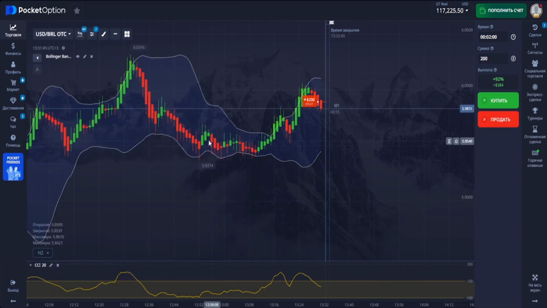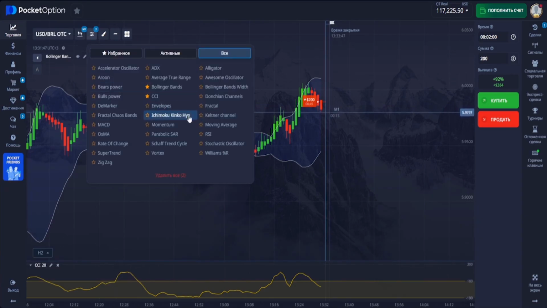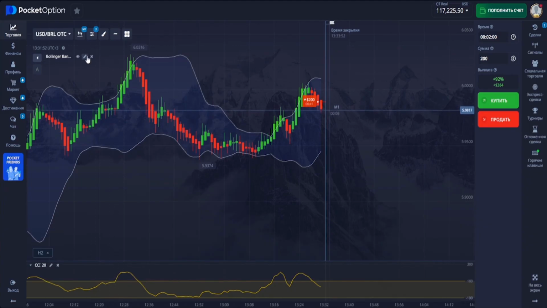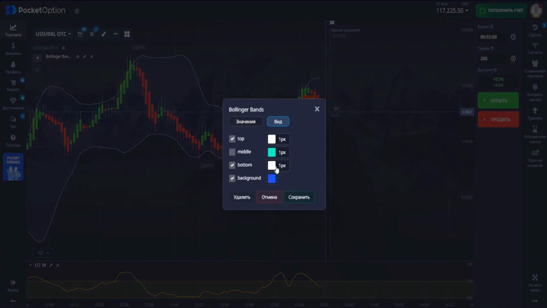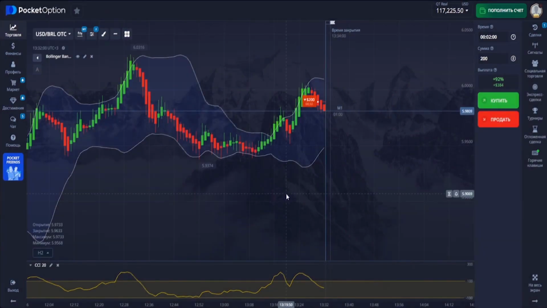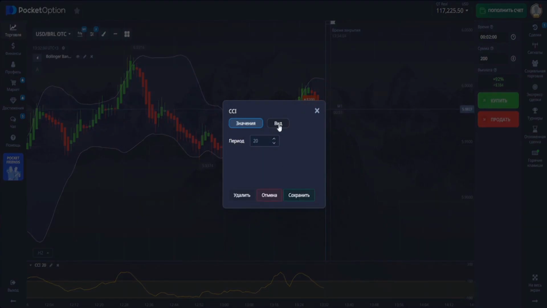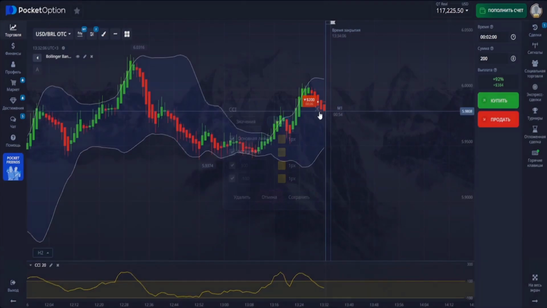So I mentioned the chart type. Next up are the indicators. We turn on Bollinger Bands and CCI, or the Commodity Channel Index. For Bollinger Bands, set the period to 20 and the deviation to 2. I also changed the view tab and removed the middle line because it's simply not needed. Save. And for the second indicator, CCI, leave the period at 20. I didn't change any settings.